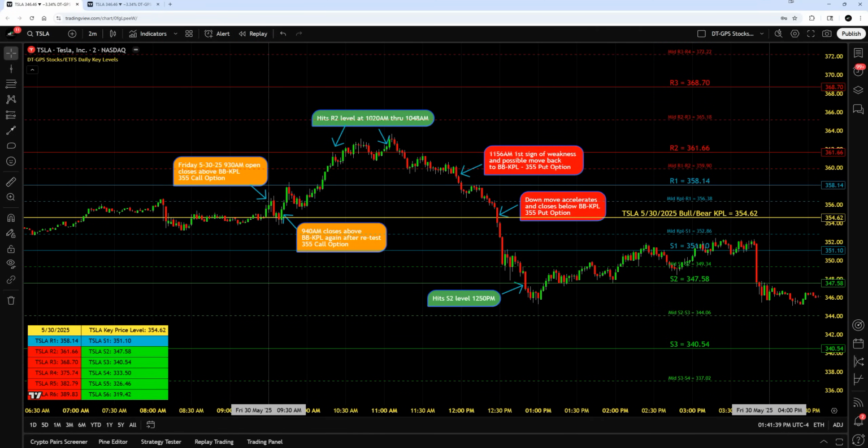Going back to the 2-minute chart, as you can see, again, the bull bear key level for today's session, Friday, May 30th, is 354.62. So at the money would be either a 355 put option or a 355 call option, depending on what the price action is telling us in relationship to the levels.